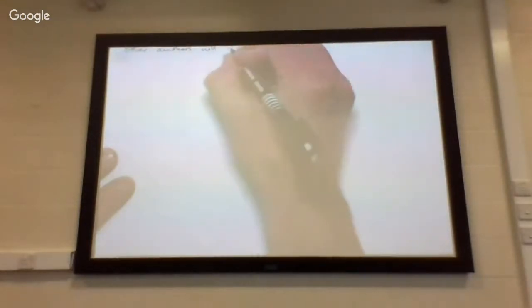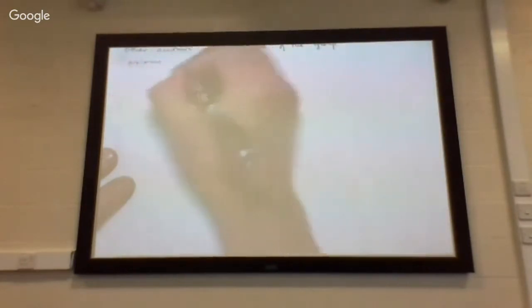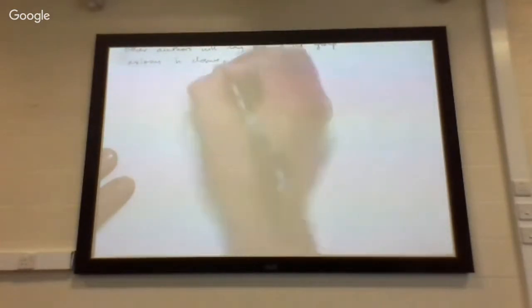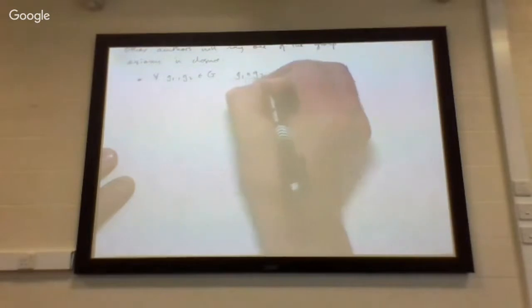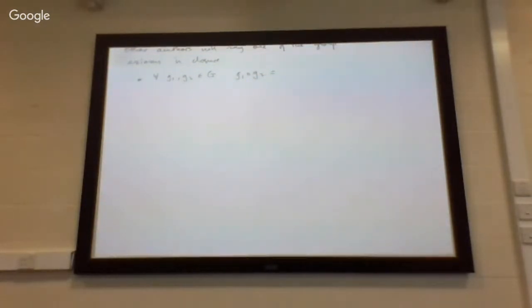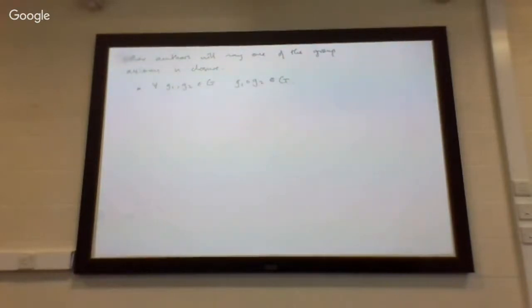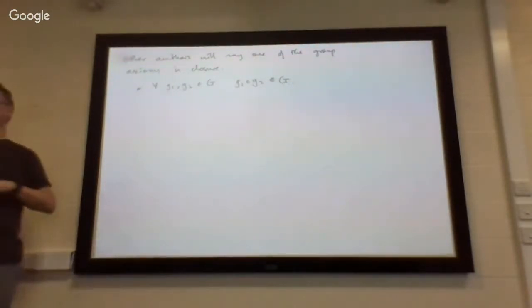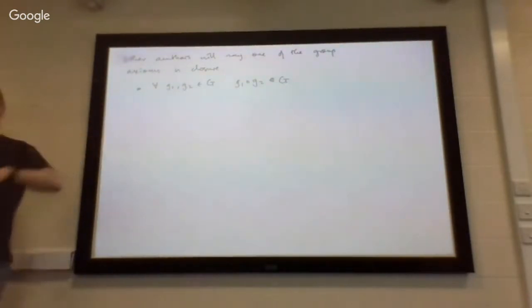will say one of the group axioms, generally the first one quoted, is closure. This is the statement that for every g1, g2 in G, the result of the operation g1 circle g2, whatever that operation is, has to be an element of G. They separate it off and call it a closure axiom. Then they have the other three axioms: existence of identity, associativity, and existence of inverse.